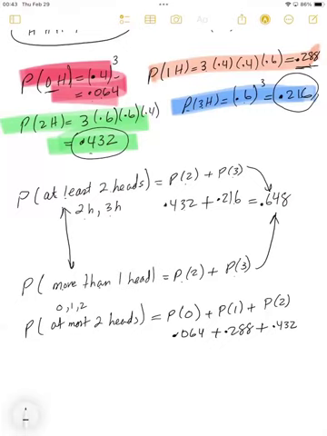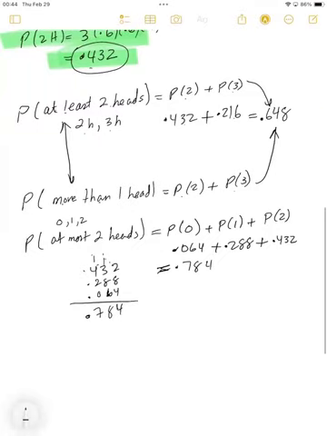And then we add these numbers. So I have 432, 288, and these are all the same ones. So we add this, we get 14. 6 and 8 is 14. 15, 16, 17, 18. 4 and 2 is 6 and 1 is 7. So the answer is 0.784. So it's about 78% chance.